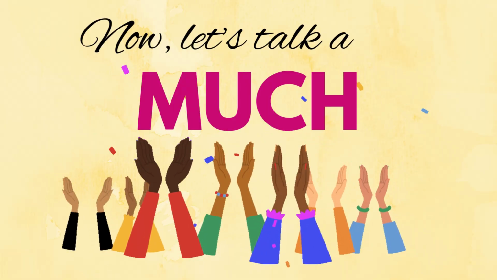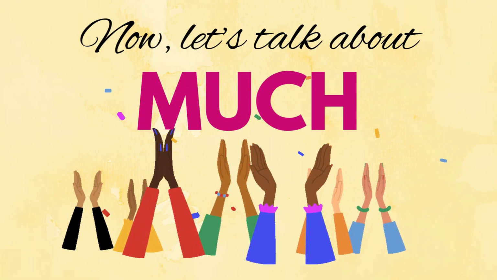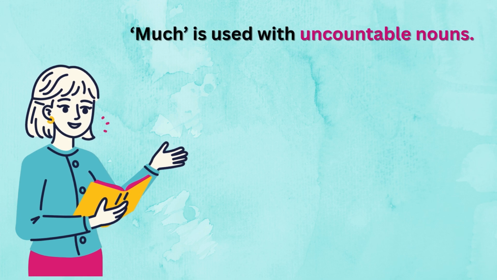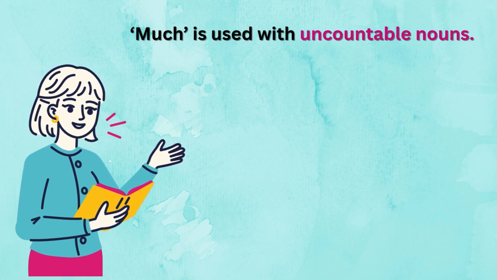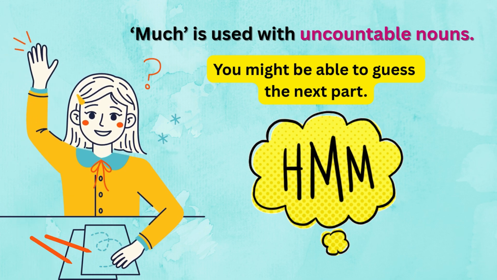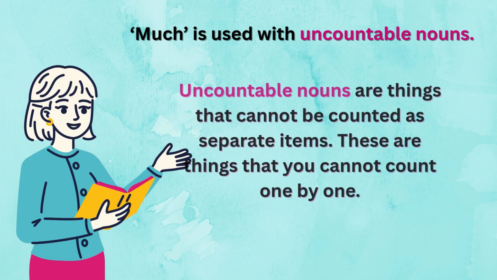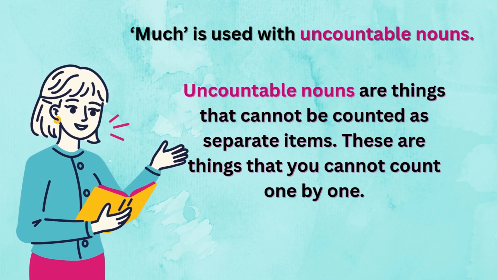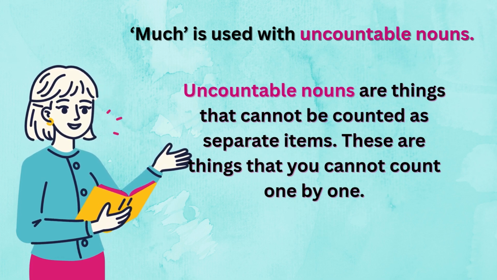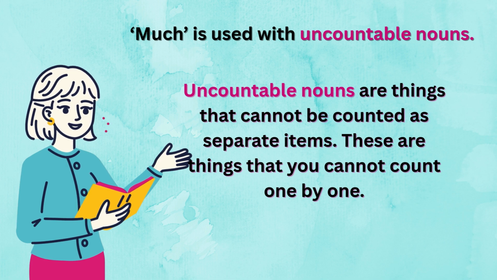Now, let's talk about much. Much is used with uncountable nouns. You might be able to guess the next part. Uncountable nouns are things that cannot be counted as separate items. These are things that you cannot count one by one.